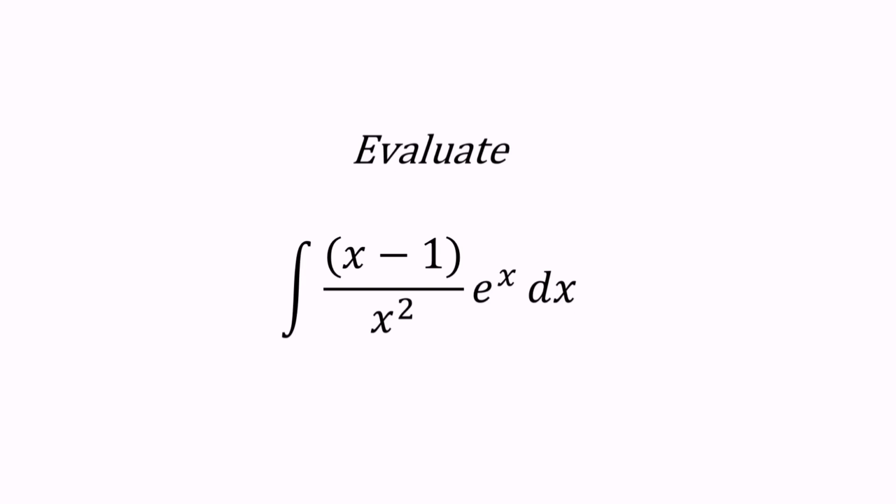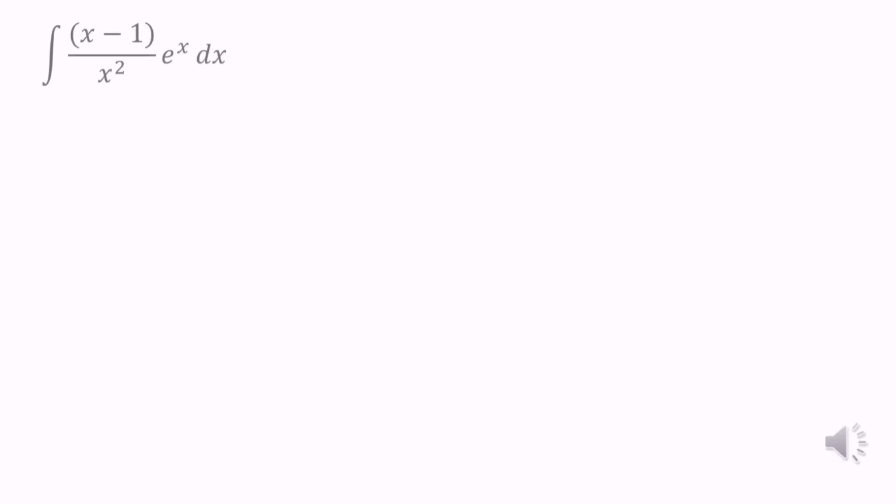(x minus 1) over x squared into e to the power of x integration. First of all, you need to divide x minus 1 by the x squared term. Okay, then you can write x over x squared minus 1 over x squared into e to the power of x dx. x over x squared you can write as 1 over x minus 1 over x squared into e to the power of x.